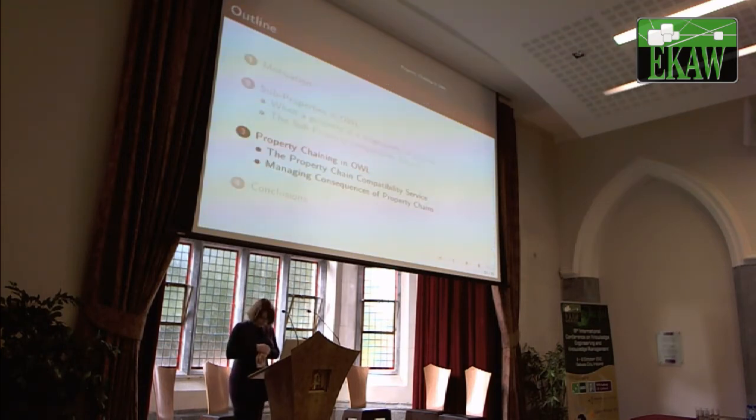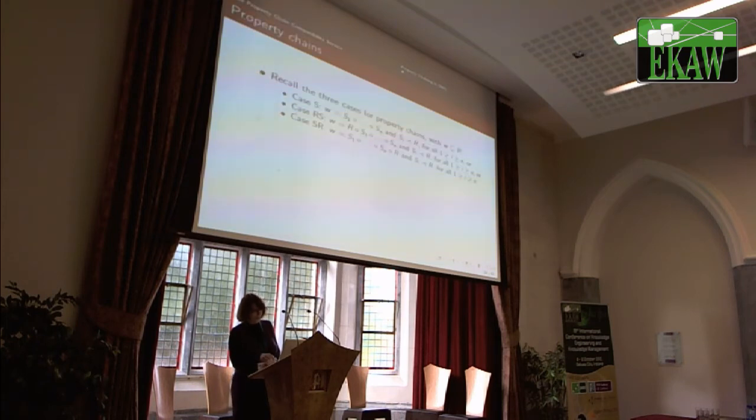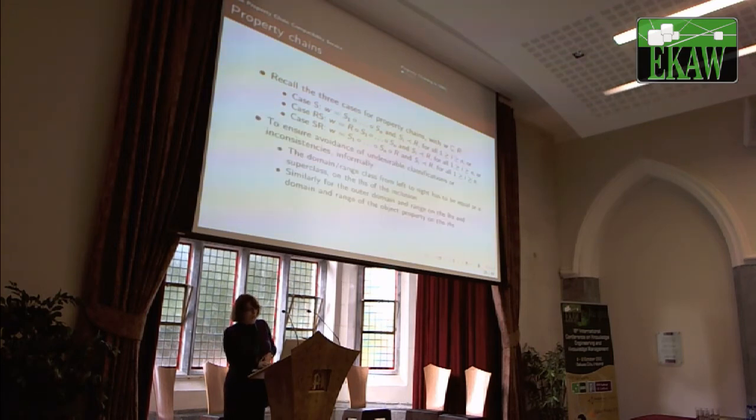Now, if we look at the property chaining in OWL 2, to recall the three cases of the property chains: we can have several properties on the left-hand side and an R on the right-hand side. We can have R also on the left-hand side, starting with it, then a couple of other properties and an R on the right-hand side of the inclusion axiom. Or we first have the other properties, then R, and R also on the right-hand side. Now, to avoid undesirable classifications or inconsistencies, informally, what the property chain compatibility service does is check the domain and range classes from left to right, which have to be equal or a superclass, basically, on the left-hand side of the inclusion.